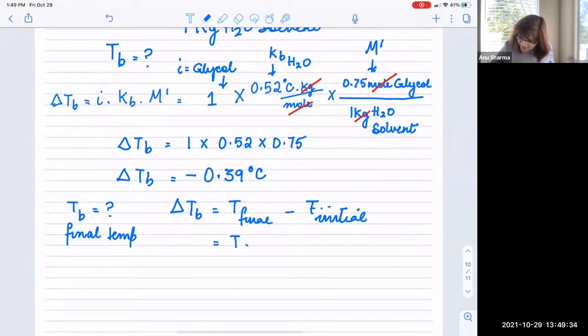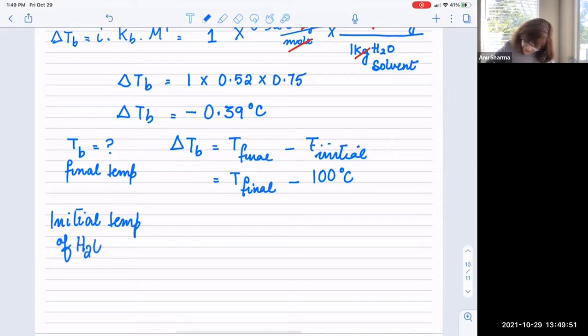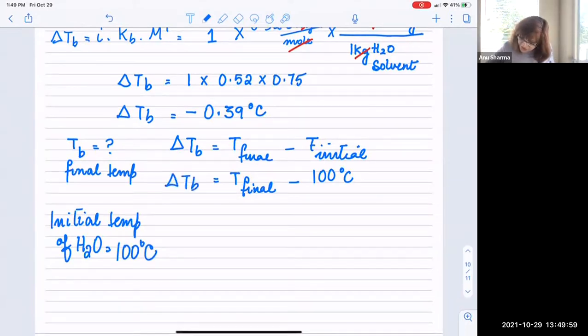we need to find what happens when you add this glycol to it. The initial temperature of water is 100 degrees Celsius. So always remember that the initial temperature of water is equal to 100 degrees Celsius. Okay, so that is the TB. So TB, we need to find for the temperature of this. Yeah, delta TB is coming out to be 0.39. It's not negative.